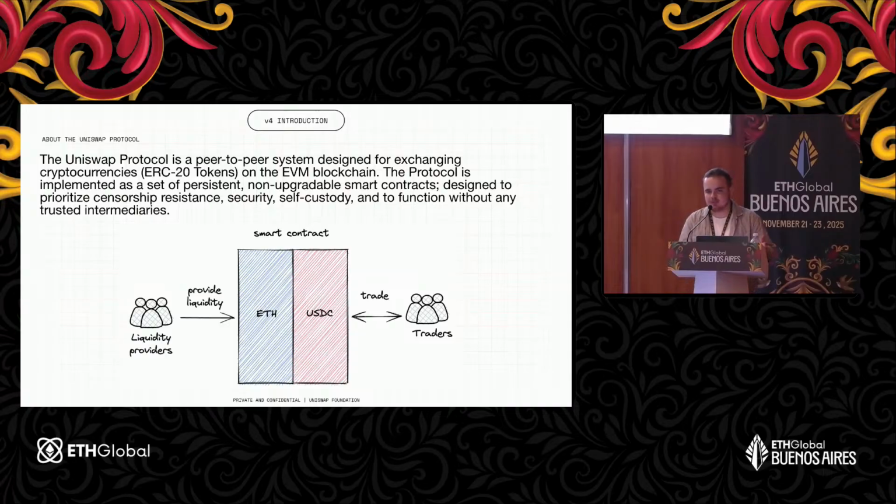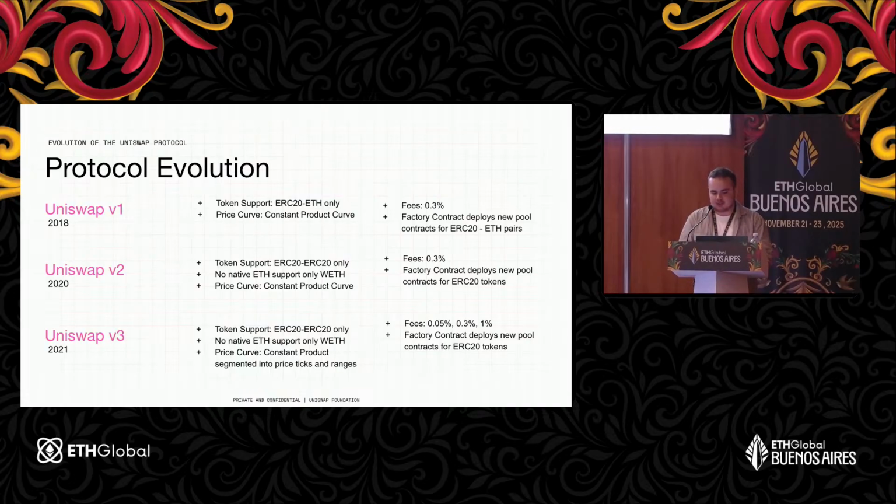Since V1, it is a permissionless protocol made for swapping one token for another. It changed a lot over the years. In V1, we used to have only ETH to ERC20s. Then V2 introduced all kinds of ERC20s. And V3 introduced concentrated liquidity. This is another form of managing liquidity and making it much more efficient.